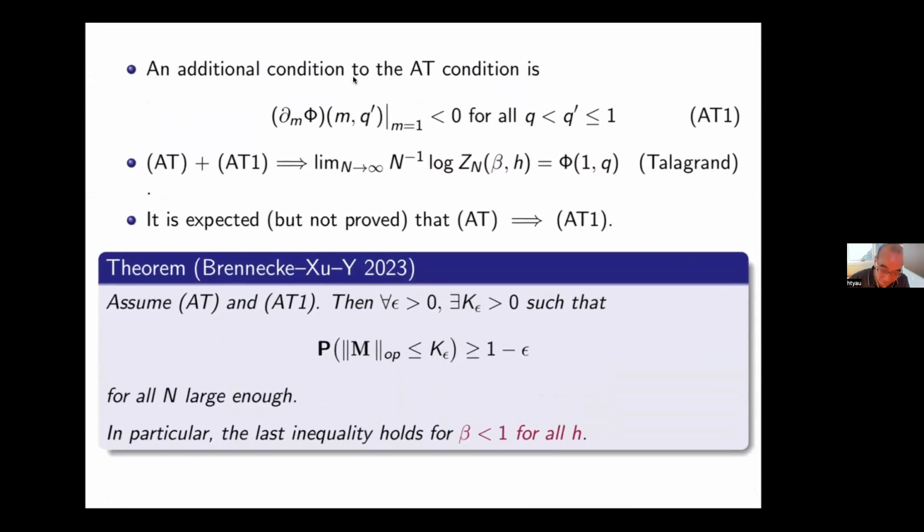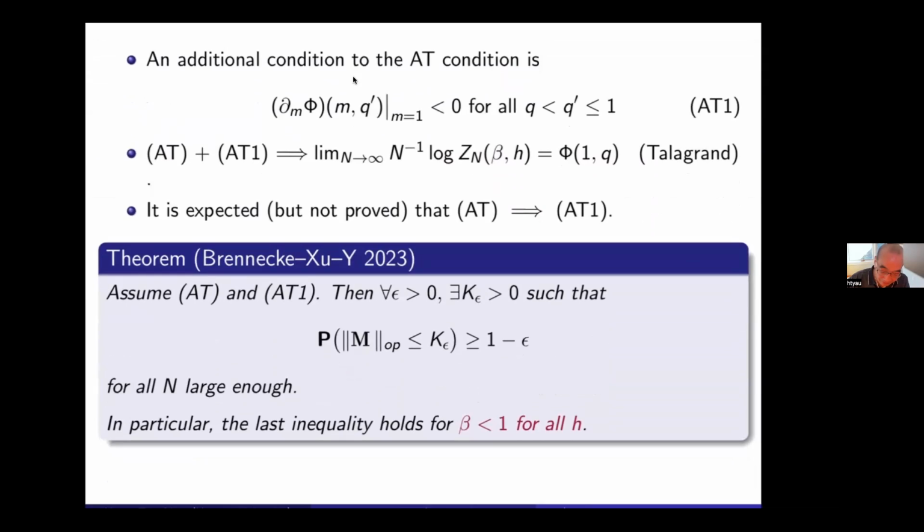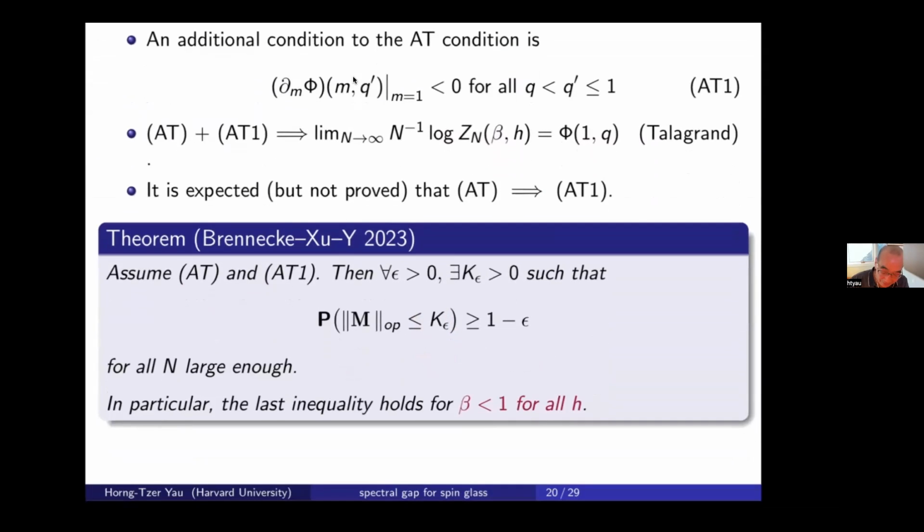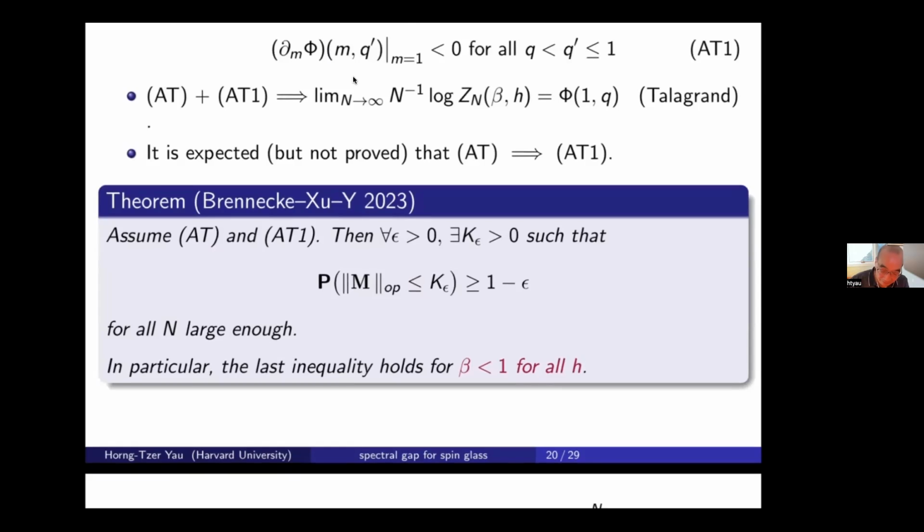So our result about the operator norm of the correlation matrix is that the probability that the operator norm of the correlation matrix is bounded by k epsilon is bigger than 1 minus epsilon. We assume both AT and AT1, just like Talagrand, and then we prove that this operator norm is bounded under the assumption AT plus AT1. In particular, for beta less than 1, the conditions AT and AT1 hold for all H.